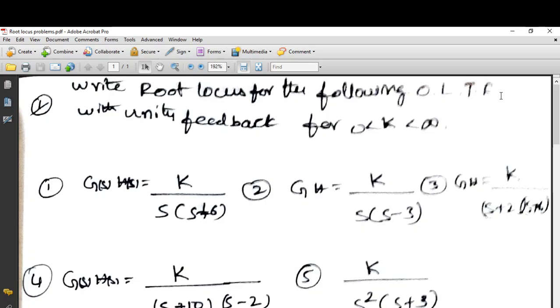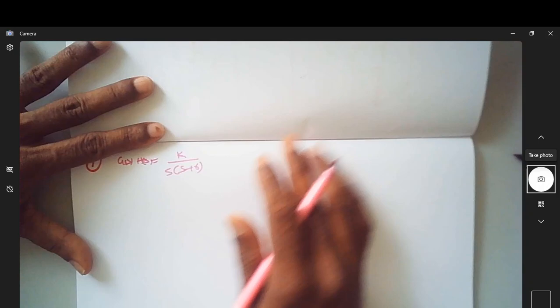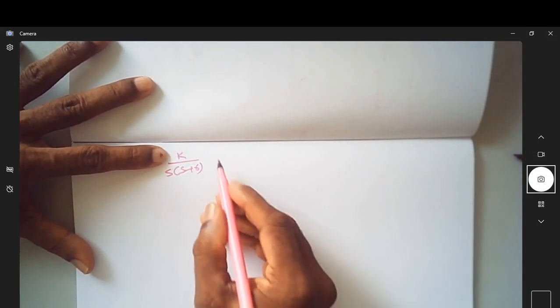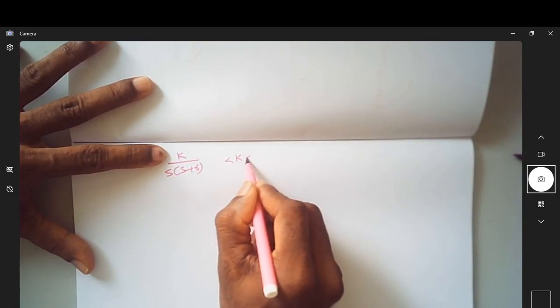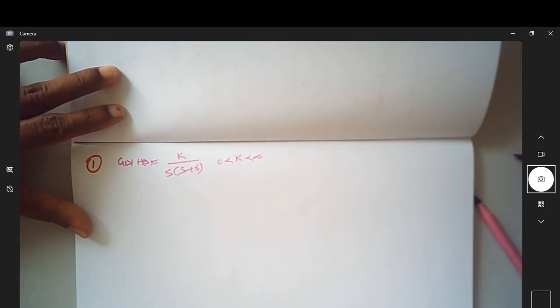So let us start with a very simple open loop transfer function G(s)H(s), which is given by the first problem, that is K by s into (s plus 6). Okay, this is what I have. Now this is the open loop transfer function. I am supposed to draw the root locus for values of K ranging from more than 0 to less than infinity. So this is the range of K.